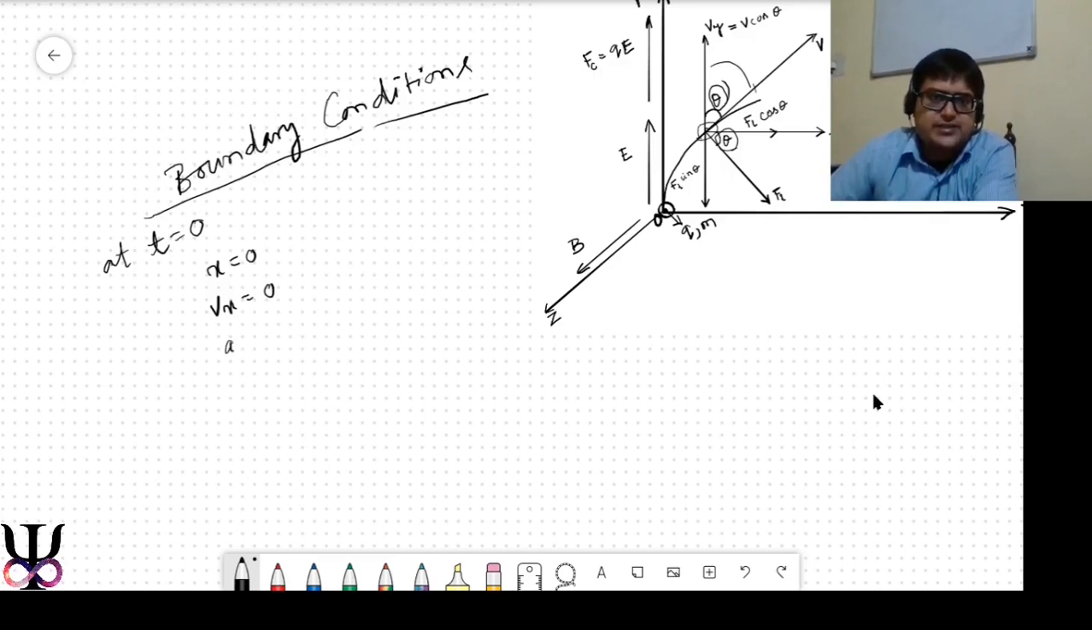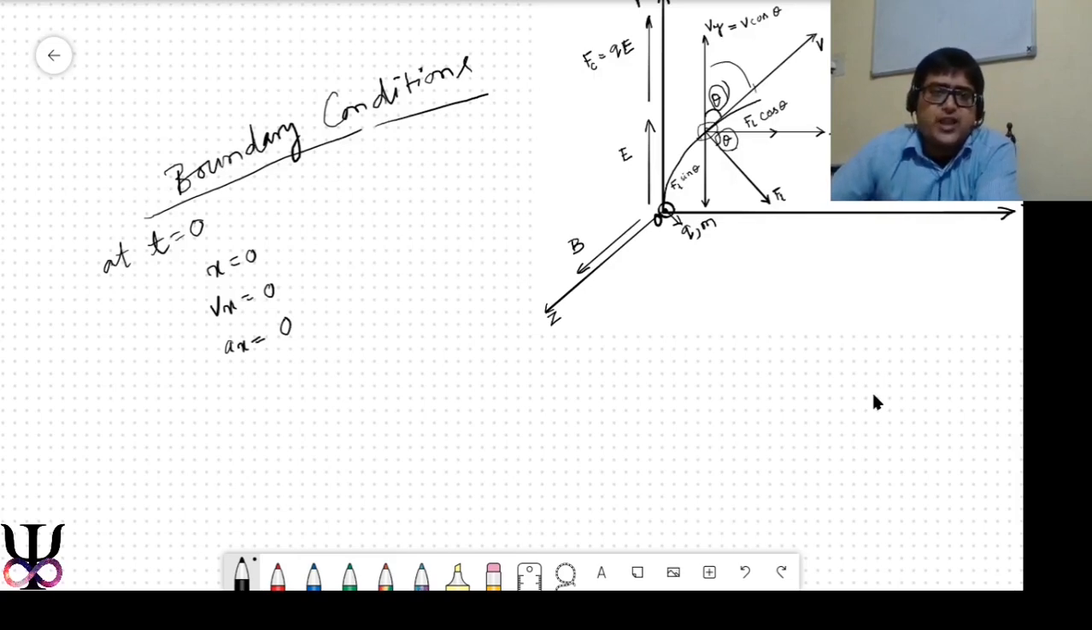So Ax along the x-axis, Vx is 0. Along the x-axis, actually, it could be the magnetic field, but since at time t equals 0 the velocity is 0, the Lorentz force will be 0 because it depends on the velocity. So ax equals 0.